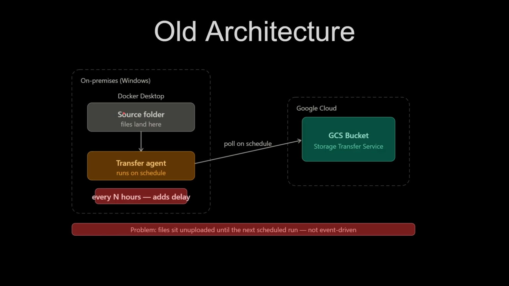In the last video we got files moving from our on-prem Windows server to GCS using Storage Transfer Service. It worked, but look at this setup. See the transfer agent? It runs on a schedule every n hours. So if our pipeline finishes at 2:47 a.m. and drops the files, they just sit there until the next scheduled run. That's dead time in our pipeline. That is not data engineering, that's hoping. Today we fix it properly.